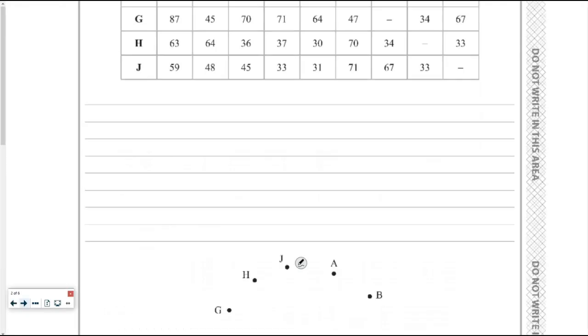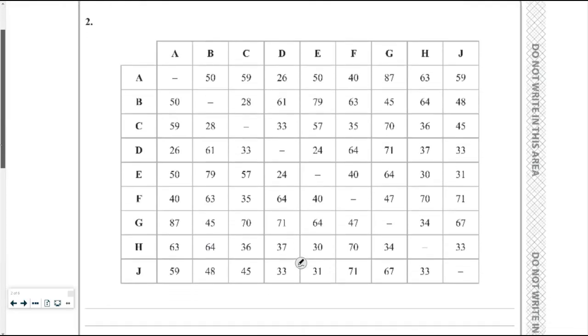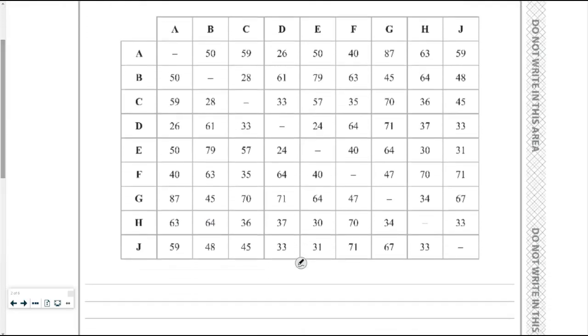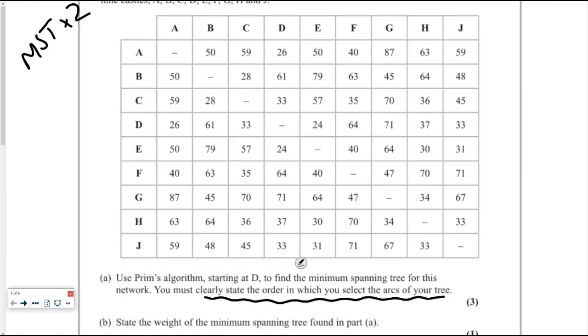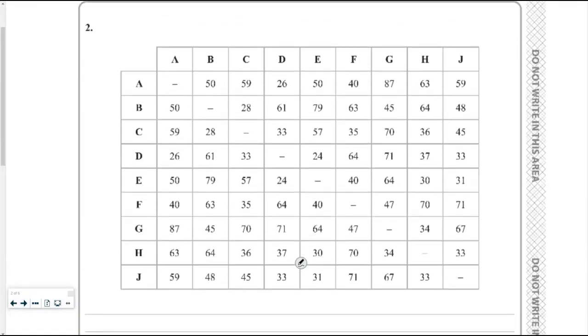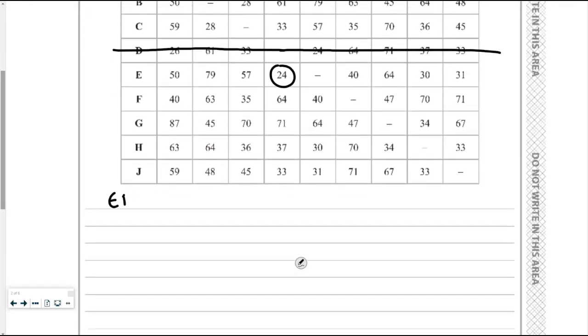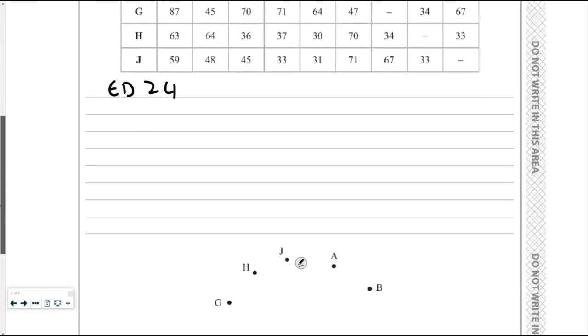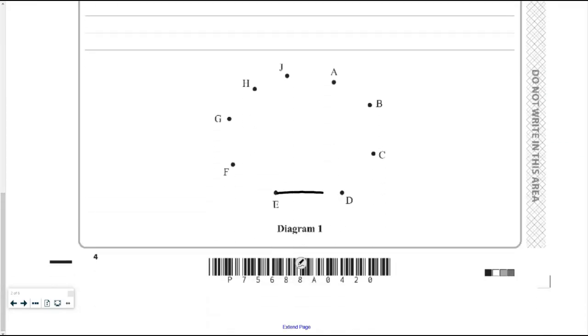Right. So I've got it on the next page for starting. So where am I starting from? Does it tell me in that question? Starting from D. Right then. So as neat as I can, which is pretty rubbish on here, I'm going to delete D, number D, circle the smallest in D, which is 24. And then I'm going to write down ED, 24, but also I'm going to draw it in down here. So it's done there.